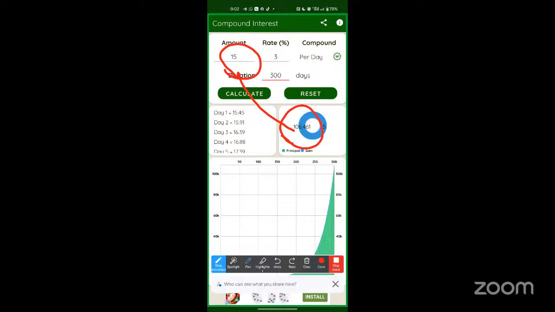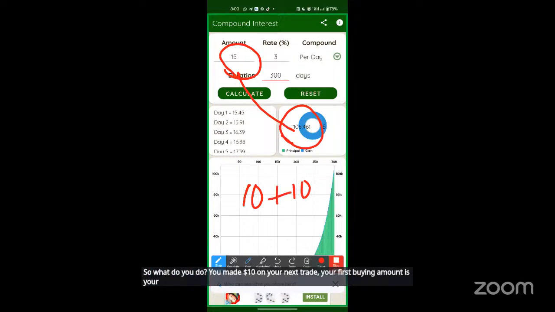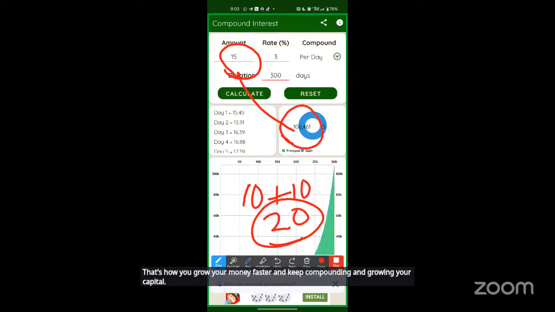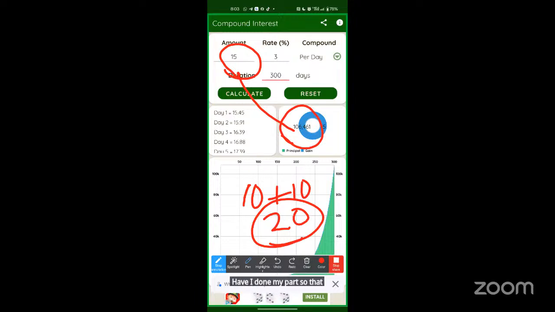So what do you do? You made $10 on your next trade. Your first buying amount is your $10 plus the new $10. Your first buying amount will be 20. That's how you grow your money faster and keep compounding and growing your capital. Have I done my part? So that is compounding. If you are not compounding, then you are not in business.